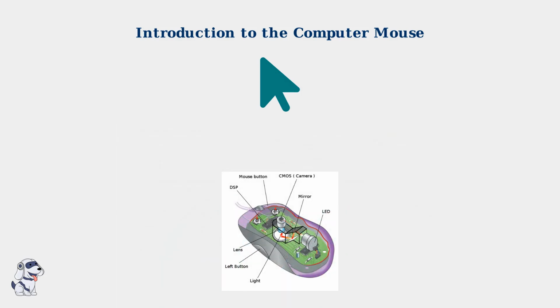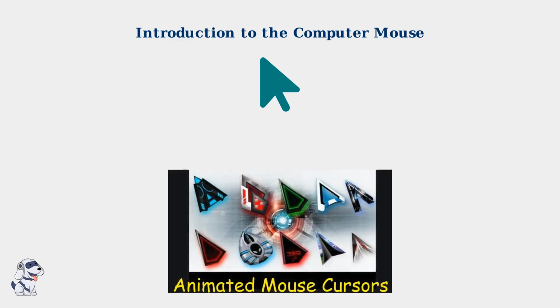In this video, we will dissect a modern optical mouse and explain how it works step by step, starting with its key internal components like the CMOS camera and LED. The result is smooth cursor control that lets you interact precisely with everything on your screen.